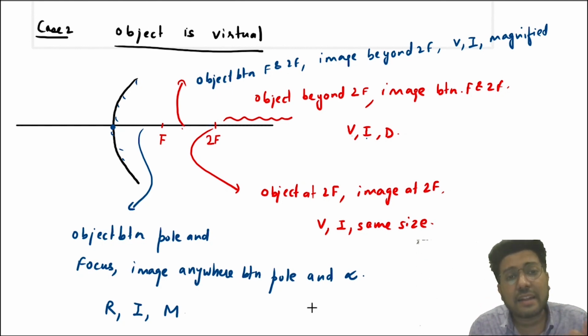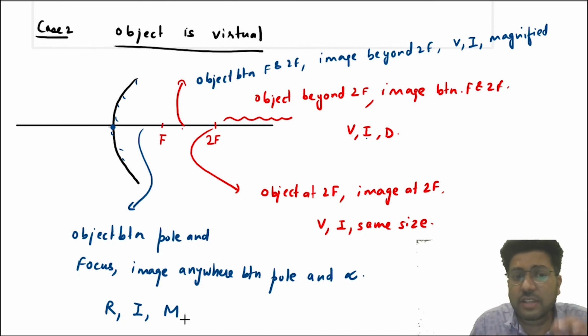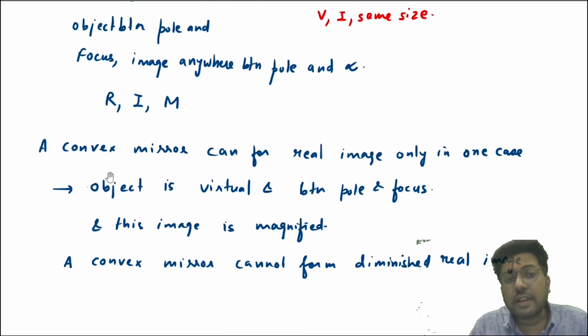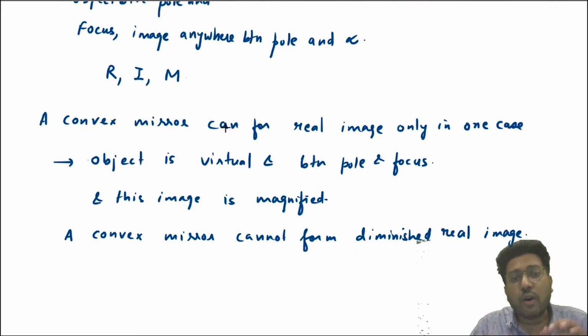And which case is that? That case is when the object is between pole and focus. When the object is between pole and focus, in that case the image is real for virtual objects in a convex mirror, right? And this real image is always magnified. That means a convex mirror cannot form a diminished real image. A convex mirror can form a real image only in one case, that is when the object is virtual and it is between pole and focus, and this image is always magnified. A convex mirror cannot form a diminished real image under any circumstance.